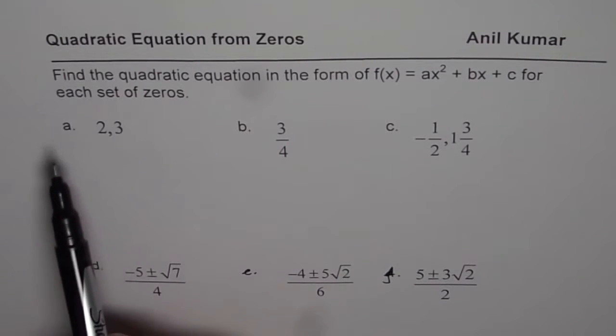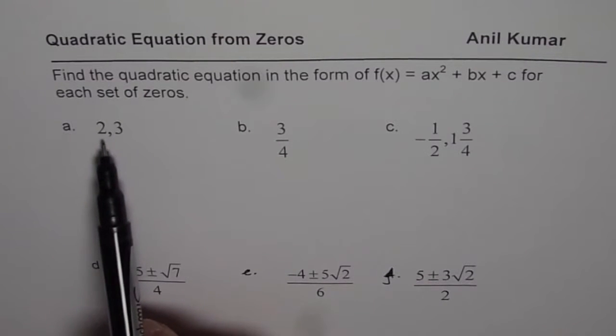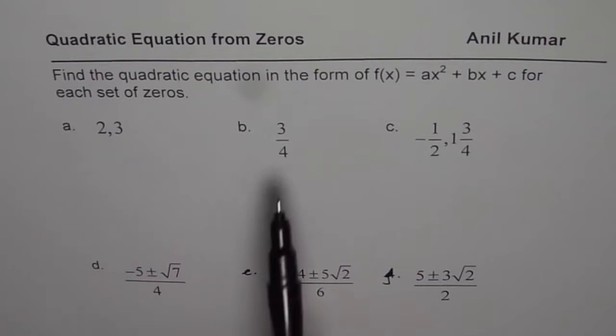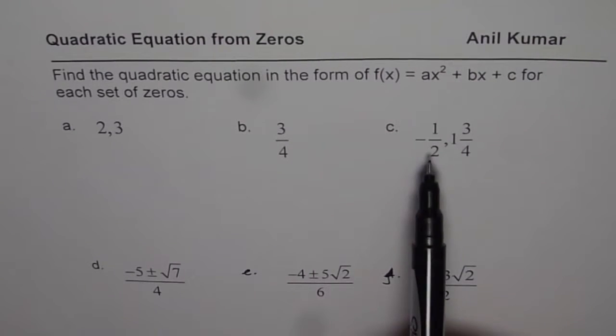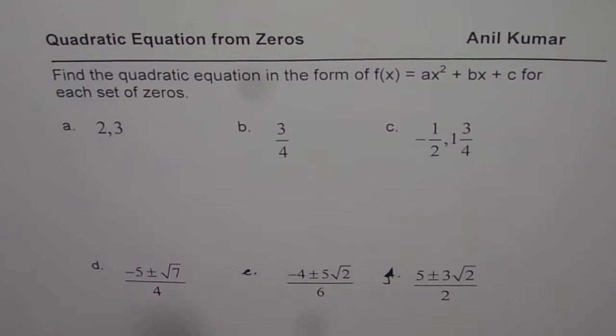Okay, so part A is the two zeros given to you are 2 and 3. Then we have only one zero, 3/4. Two zeros written in fractions. And then we have radical zeros, right? Minus 5 plus minus square root 7 over 4. Minus 4 plus minus 5 square root 2 over 6. And then here we have 5 plus minus 3 square root 2 over 2.